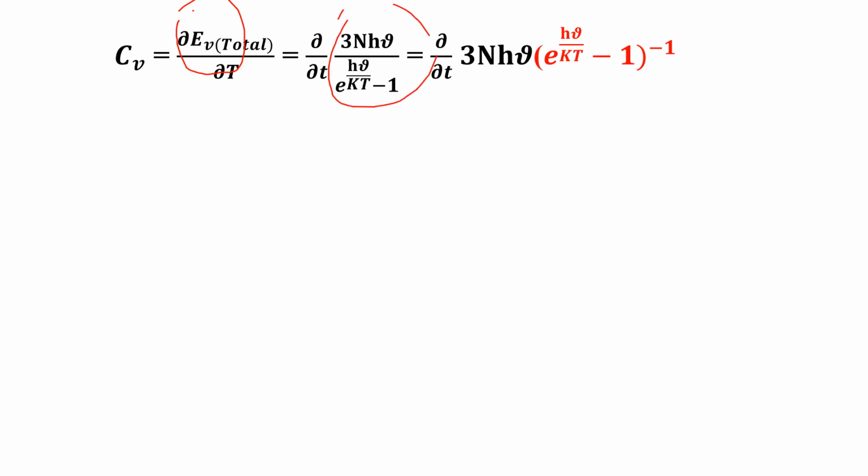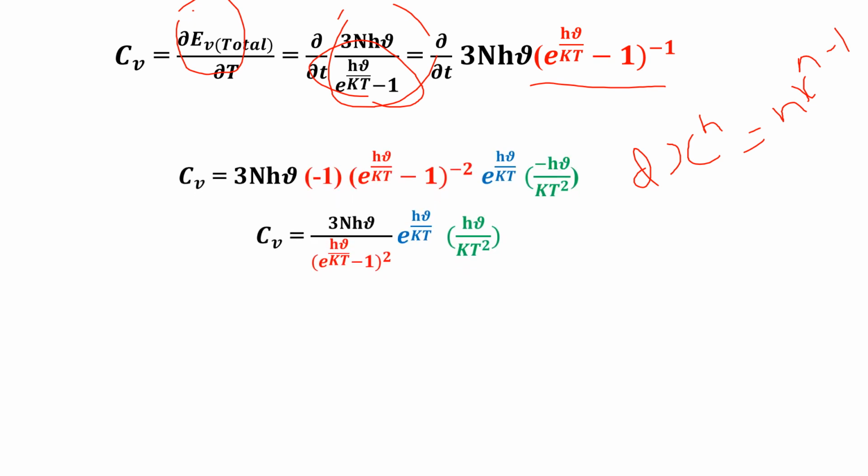When you substitute here, you can see E power h nu by kT minus 1 will be in the denominator. When you bring it to the numerator, it will be converted into E power h nu by kT minus 1 whole power minus 1. We can differentiate it according to the formula x power n is equal to n into x power n minus 1. Based on that formula, when you differentiate it, we get minus 1 into E power h nu by kT minus 1 whole power minus 2.